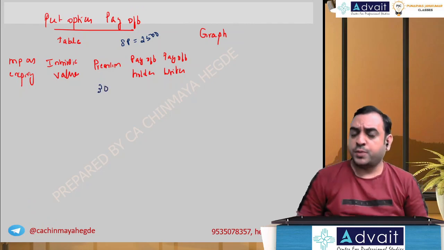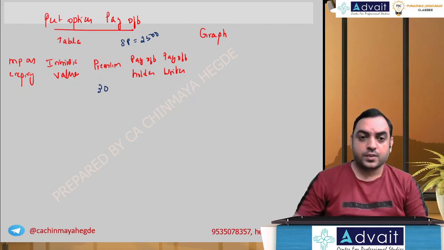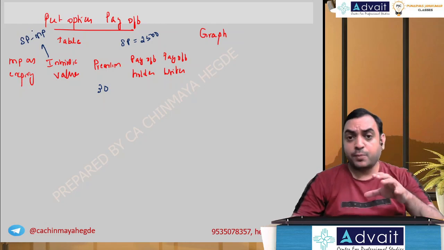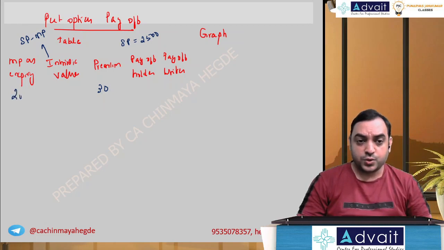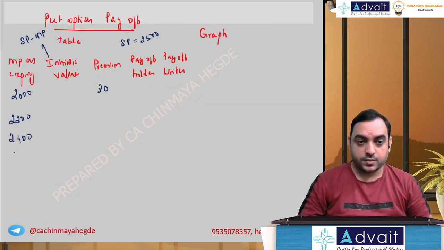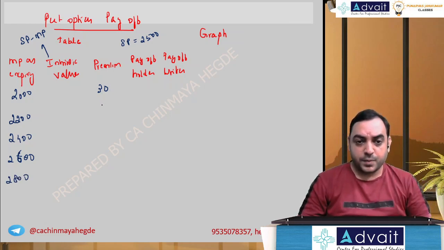Call option premium and put option premium will not be equal, or what is the connection between the two, we'll discuss a little bit later. And intrinsic value is what? Intrinsic value is strike price minus market price. And when exercised, market price is less, the put option is exercised. So market price on expiry, I'll say 2000, 2200, let's say 2400, 2500, 2600, 2800. I'll just say 5 items, that's sufficient. Premium 30 rupees everywhere.